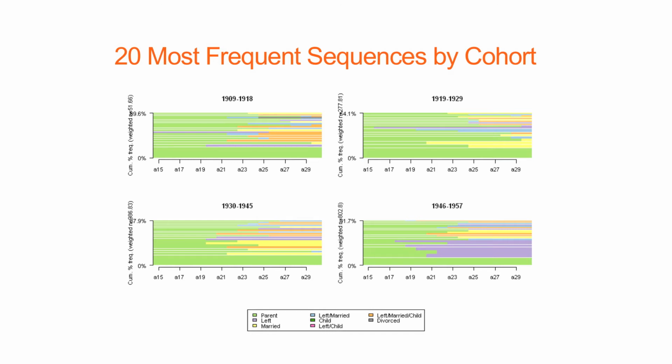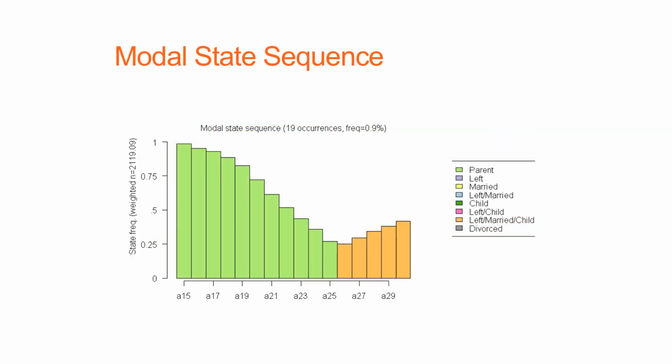So with this one, I'm looking again at the 20 most frequent sequences, but instead of for the entire sample overall, looking at it by the age cohort. We can see that they do differ. There's more orange in the oldest group and more purple in the youngest group. We can look at the modal state sequence out of all of the sequences in the sample. What this shows is that the modal sequence is green all the way through age 25, or living with parents, and then having left, married and having children after age 25.